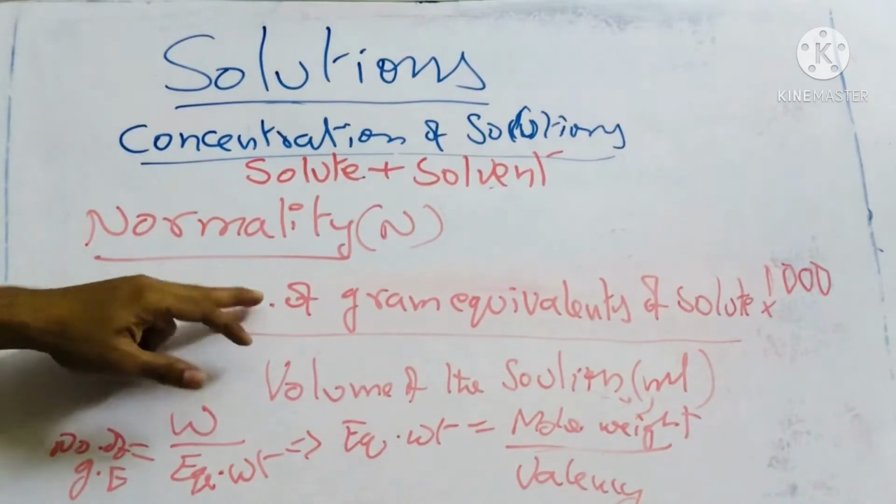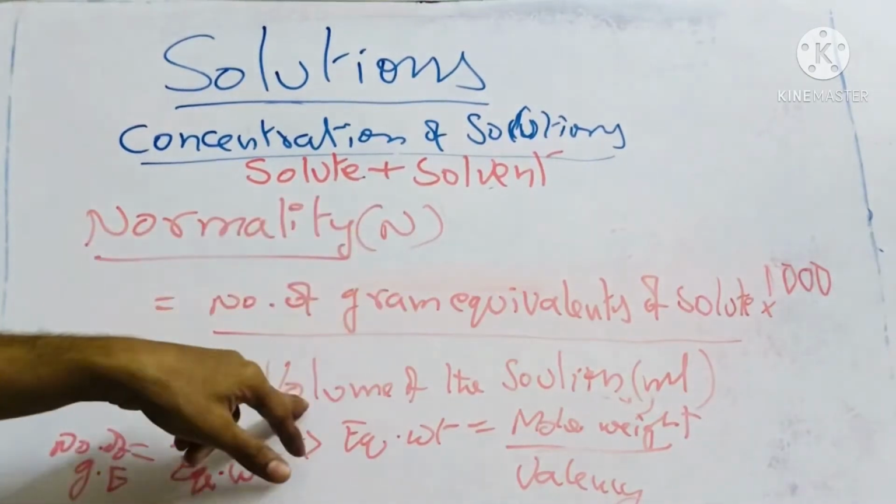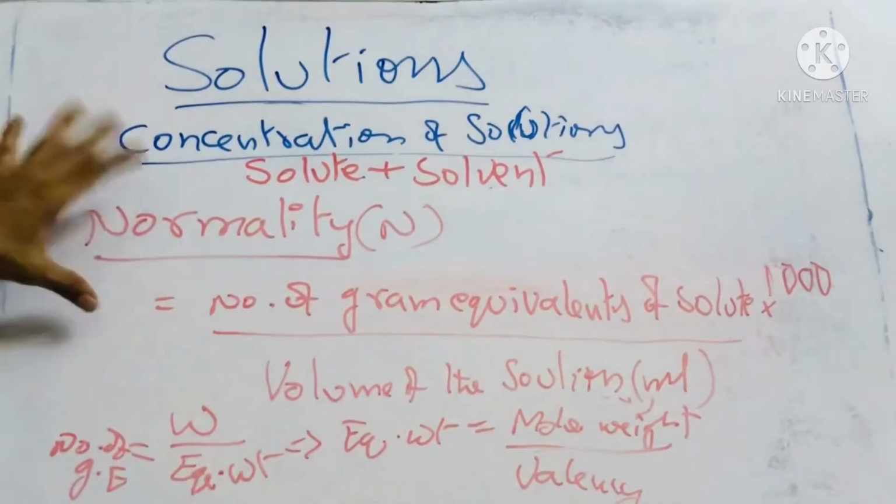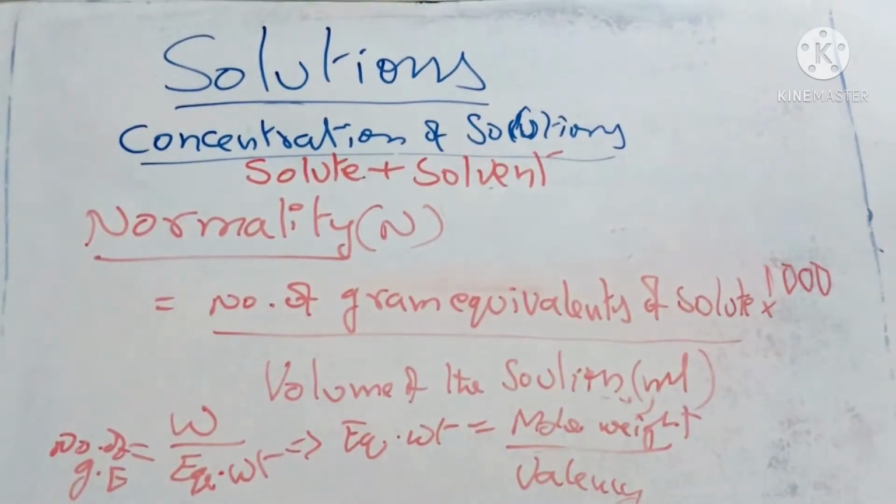That you have to put here: number of gram equivalents of solute divided by volume of the solution multiplied by 1000 gives you normality. So this is another way of representing concentrations. Now we will see the relation between molarity and molality. This is also important. Sometimes they will ask you to change from molality of the concentration to molarity, because it is easier to use sometimes. As I told, molarity varies with temperature, but molality does not vary with the temperature.